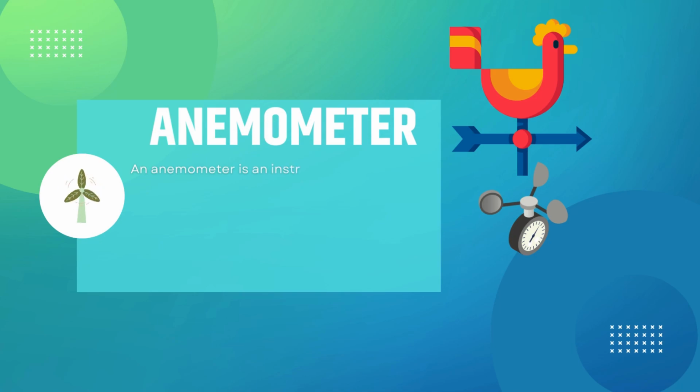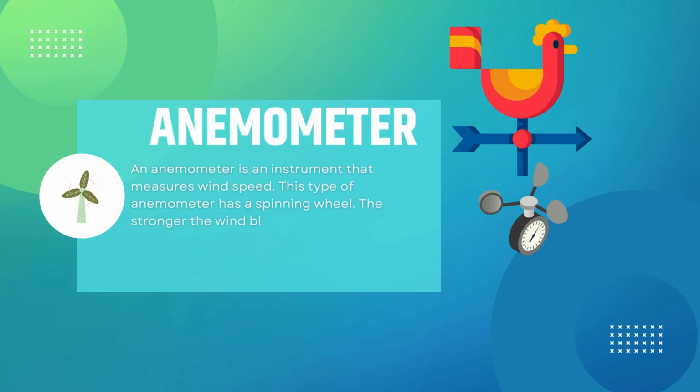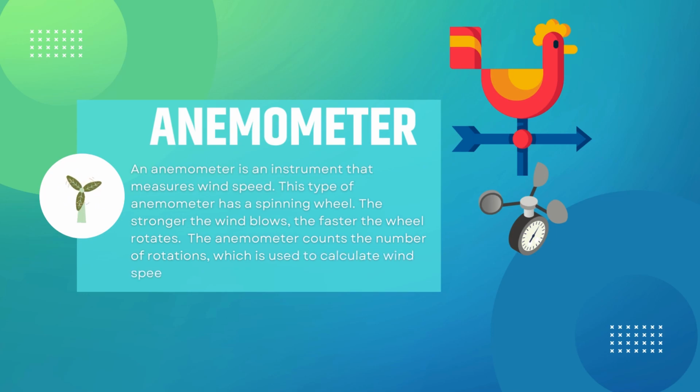Anemometer. An anemometer is an instrument that measures wind speed. This type of anemometer has a spinning wheel. The stronger the wind blows, the faster the wheel rotates. The anemometer counts the number of rotations, which is used to calculate wind speed.